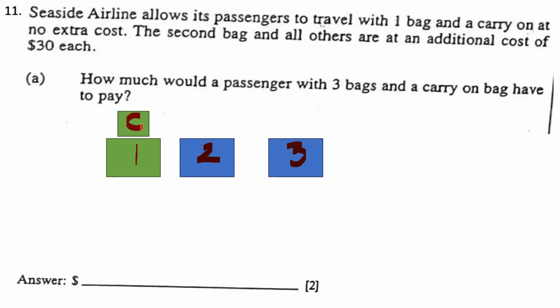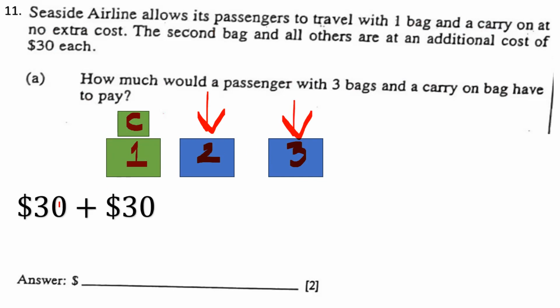So remember what they said. They say that 1 bag and a carry-on is free. So 1 bag and a carry-on at no extra cost, that's what it says. So for the 1 bag and the carry-on, they do not have to pay, but they do have to pay for this bag, and they do have to pay for this bag. So that means that they have to pay for 2 bags, and we know that each bag is $30. So 30 plus 30 is going to be 60. So that means that the amount that they have to pay is $60.